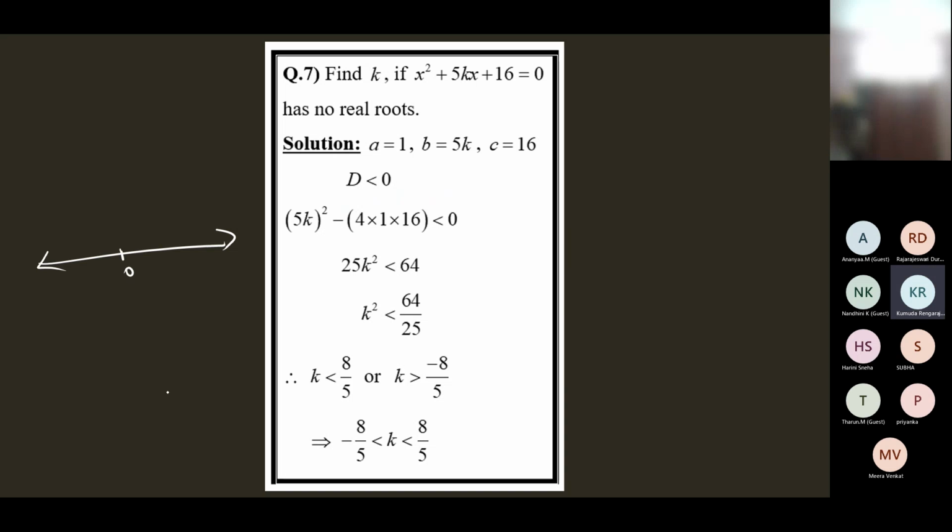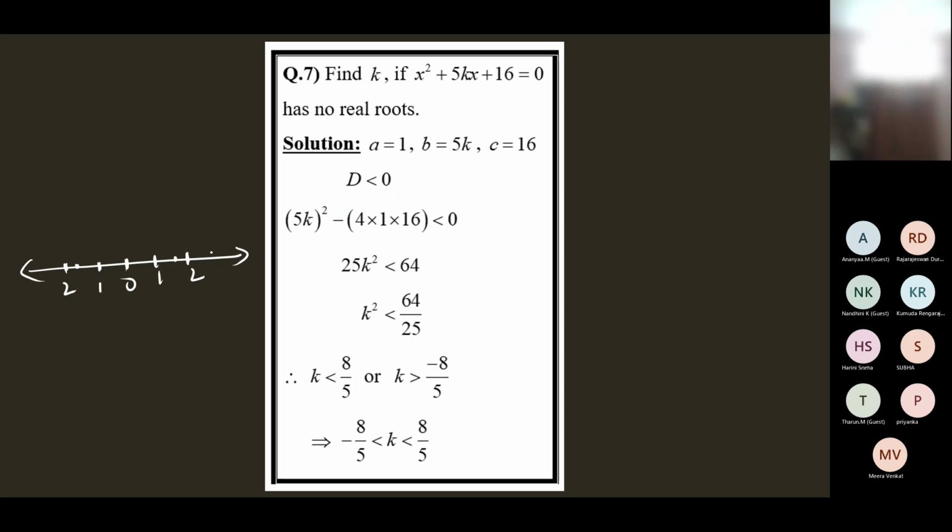Zero. Then what's 8 by 5, children? 1, 3 by 5, no? 1, 3 by 5 is like 1.6. So this is 1.6. Put 0. Just say 1. This is 2. Somewhere between here, like this. 1.6. 1, 2. Positive 1, positive 2. So 1.6, no? So somewhere like this here.